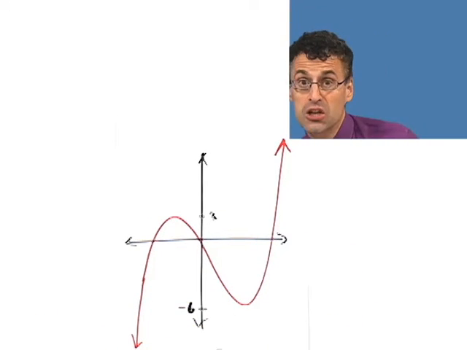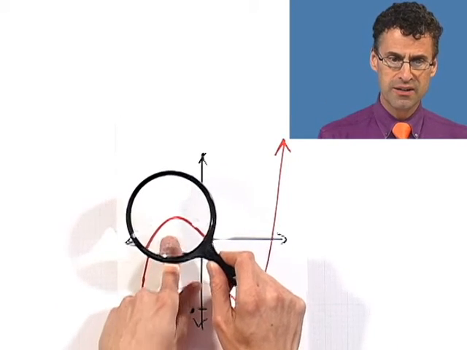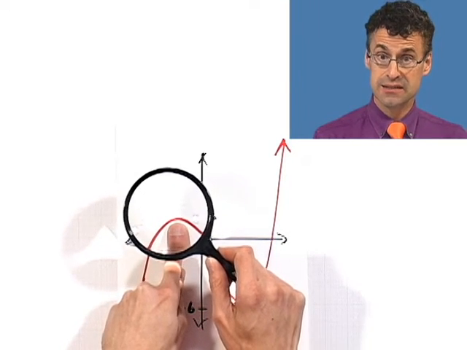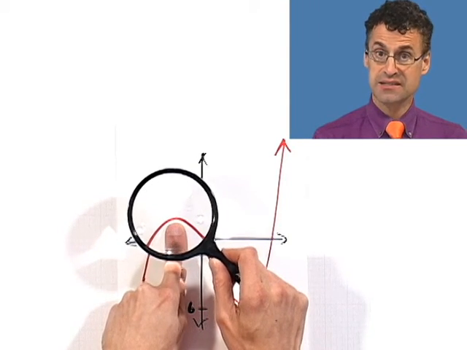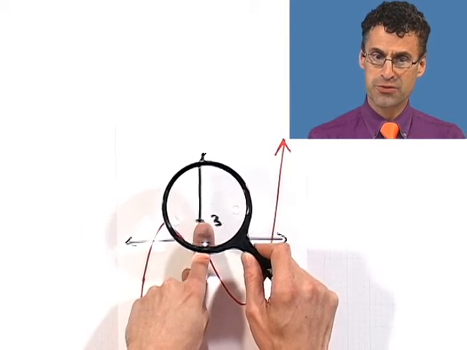But remember, we're looking locally. We're looking locally under a magnifying glass. And if you look right around here, you see that in a little teeny region, that in fact is as big as it gets. And so there is a maximum, a local maximum at 3.